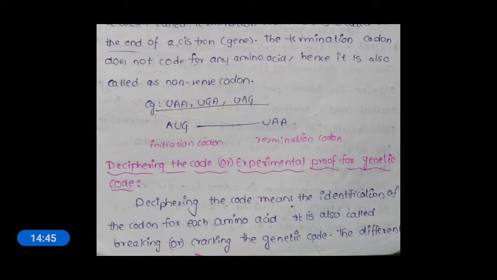Corona and M. Nirenberg, these two scientists, did an experiment in which they identified each and every codon of the amino acids, and which codon is responsible for the expression of which amino acid. Deciphering the code means identification of the codon for each amino acid. It is also called breaking or cracking the genetic code. It's nothing but just identifying the genetic code.